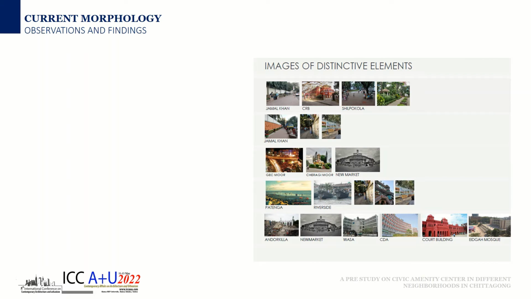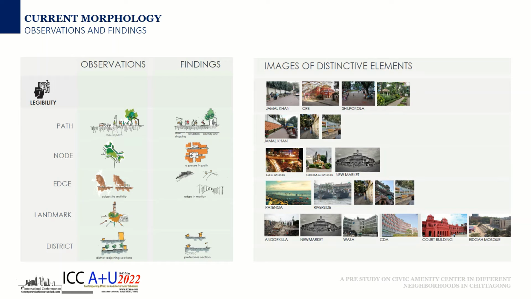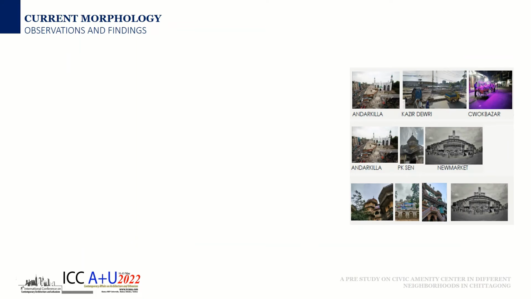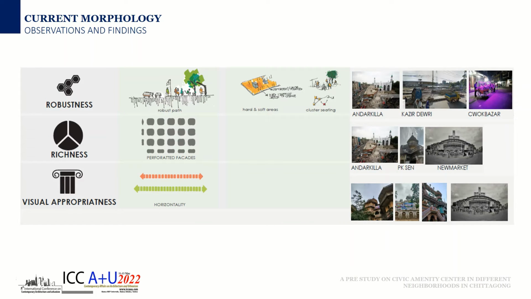We have findings on our observations on the basis of the values of responsive environment. In this slide, we have sketched the path, node, edge, landmark, and district from the distinctive elements as the elements of the legibility value. Likewise, the observations and findings on permeability, variety, robustness, richness, and visual appropriateness of the study have been carved out.